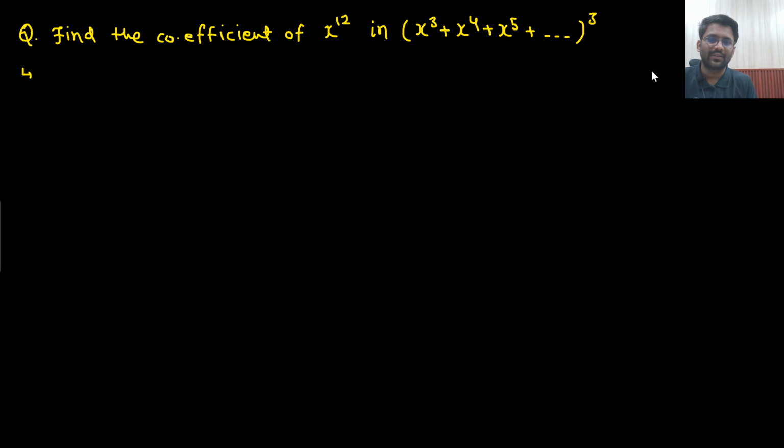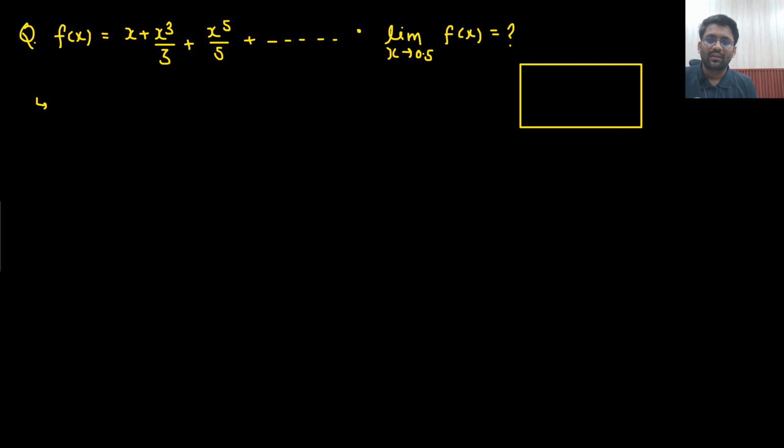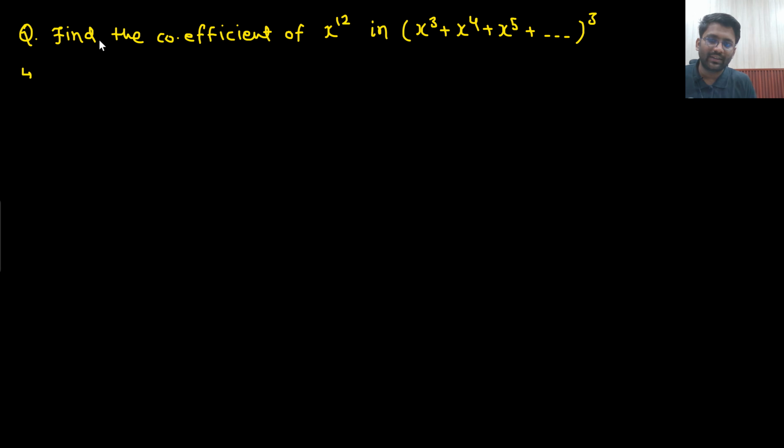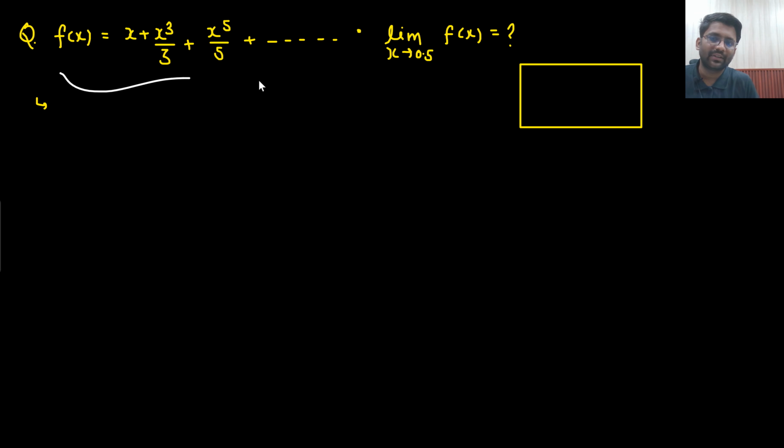What if in the examination this question is coming, not this question, this question is coming? We will take this question later on. What if in the examination this question is coming? Limit x tending to 0.5 f(x), you need to find out. This is your f(x). What will you do? Put 0.5 here. Will you be able to solve this question? It's not easy, no?